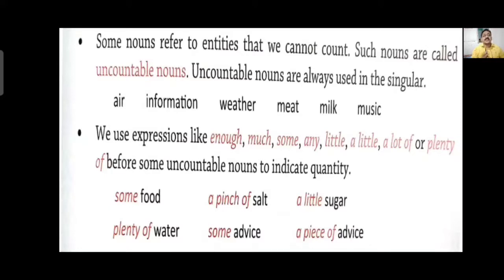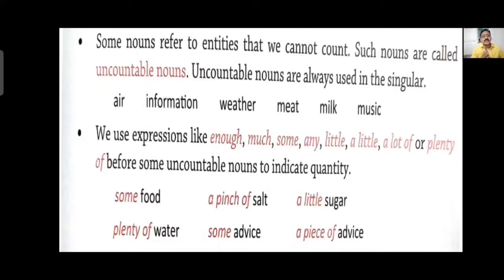We use expressions like enough, much, some, any, little, a lot of, or plenty of before uncountable nouns to indicate quantity. Like a, an, and numbers we use with countable nouns, in the same way we use enough, much, some, any, little, a lot of, plenty of before an uncountable noun. You can see some food. Food we cannot count, that's why some food. Plenty of water. Water also we cannot count, plenty of water. A pinch of salt. Salt also uncountable. A pinch of salt, pinch, like this.